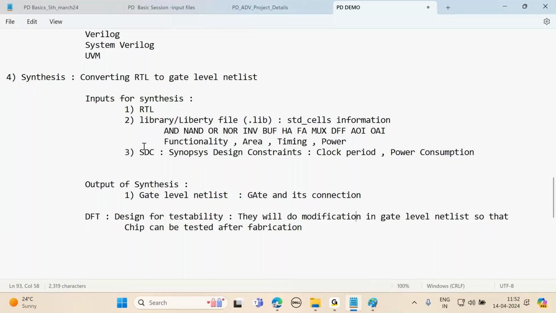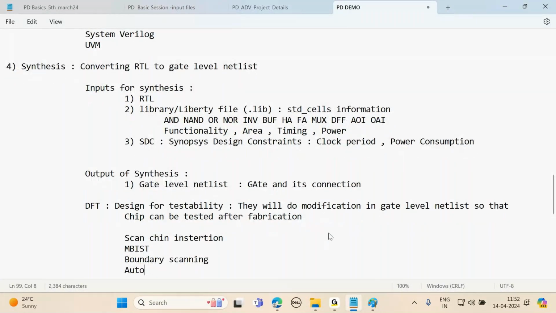I'm not going to teach what DFT is going to do because it's not part of the PD team or even the synthesis team. There is a separate course on DFT. There is a separate team. I'll just mention what they will do. They will do scan chain insertion, MBIST, which means memory built-in self-test, and boundary scanning. And automatic test pattern generation. All these things you have to learn in your DFT course.